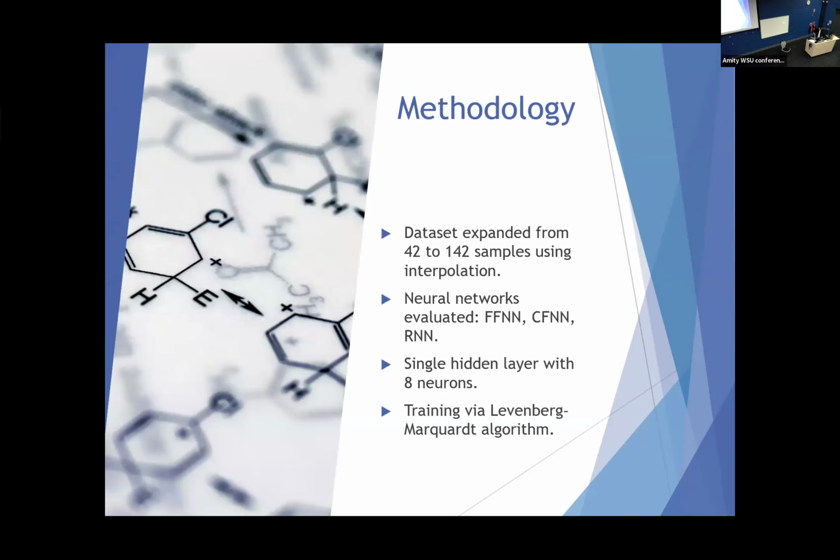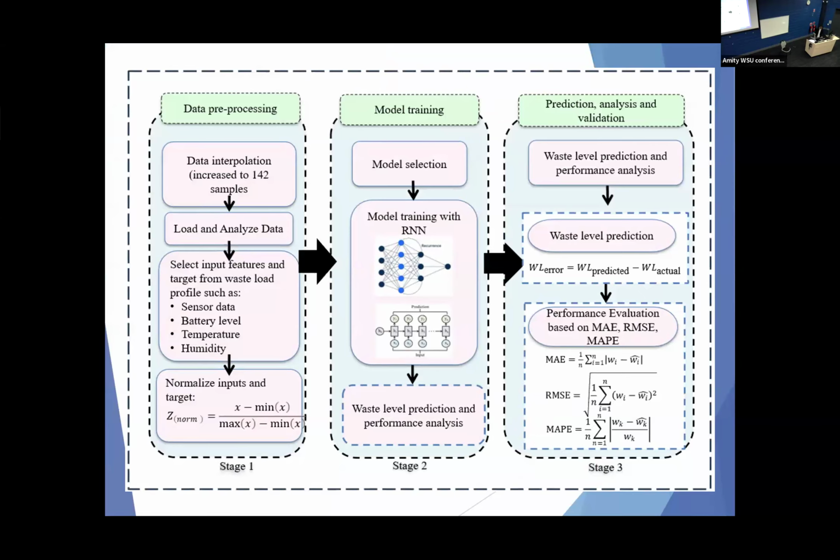Our methodology is designed to overcome data scarcity. We expanded our data set from 42 to 142 samples using interpolation. We trained all models with a single hidden layer of 8 neurons using the Levenberg-Marquardt algorithm for fast convergence. This setup allowed us to fairly compare feed-forward neural networks, cascade-forward neural networks, and recurrent neural networks under identical conditions. Let me walk you through the overall framework shown in the flowchart.